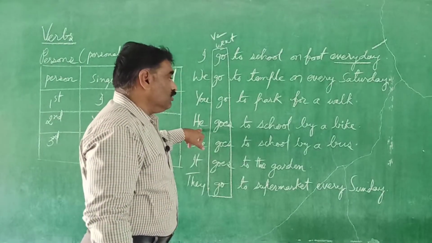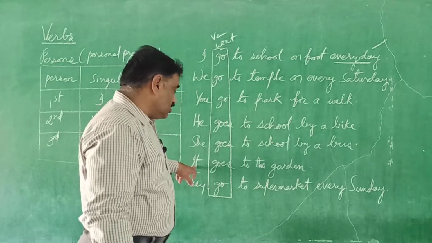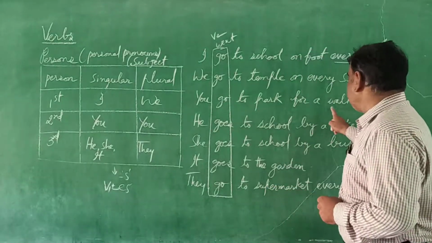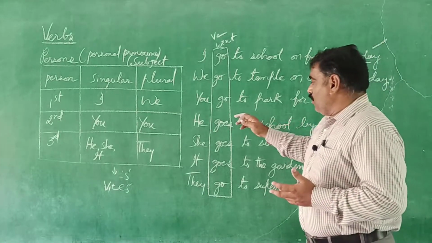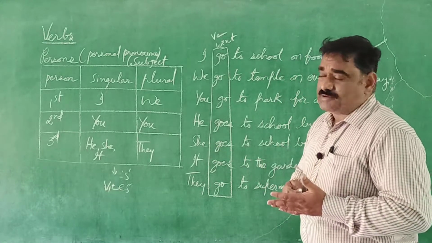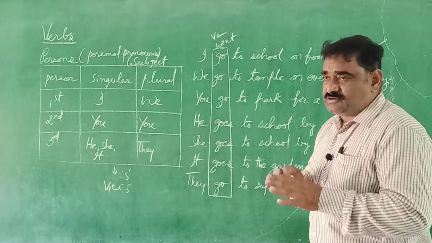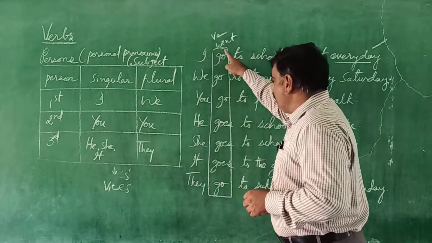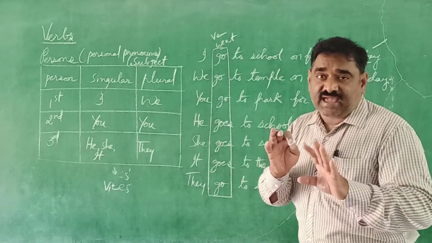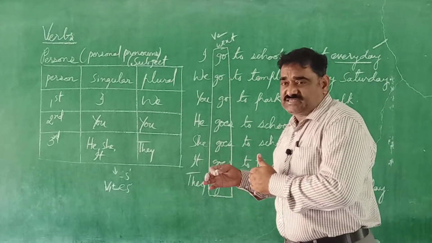He went to the school by a bike. She went to the school by a bus. It went to the garden. They went to the supermarket every Sunday. You went to the park for a walk. Whether third person singular or plural, or first or second person, it doesn't matter. In past tense, for all the subjects, you should write the V2 form without adding s or es. Let me change all the sentences into their past tenses.